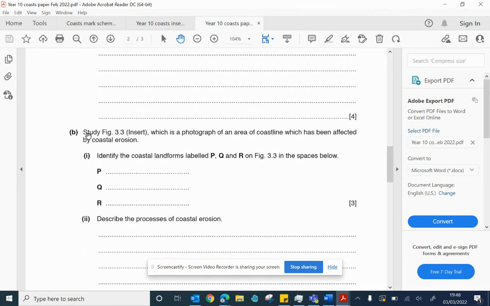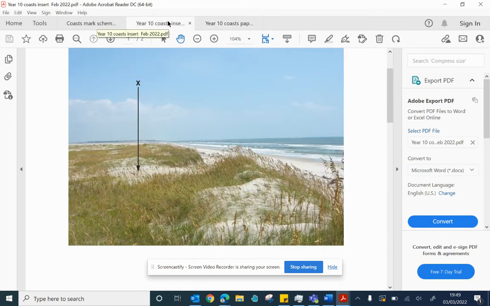Okay, on to question B here. Study 3.3 insert, which is a photograph of an area of coastline which has been affected by coastal erosion. So this is an identify command term. All you're basically doing here is saying, what's that? What's this? What's something else? In this case, we're looking at what P, Q, and R are.